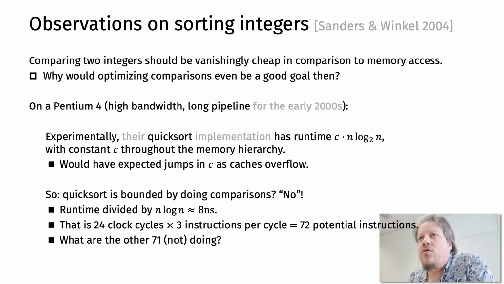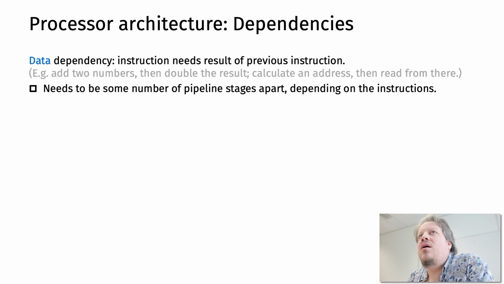So is their quicksort code doing comparisons all the time? Is that what the processor is busy doing? And their answer is no, because they look at the runtime, they divide it by n log n, and get 8 nanoseconds, which is, if you do the calculation, potentially 72 instructions. But what are the other 71 instructions doing, or as the case may be, not doing? To understand that, we have to talk about processor architecture a little bit.